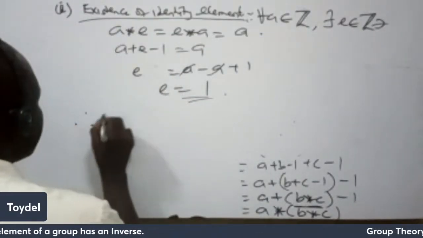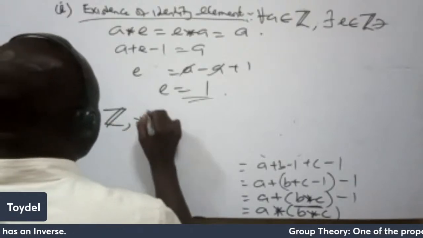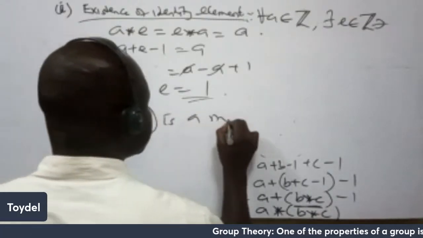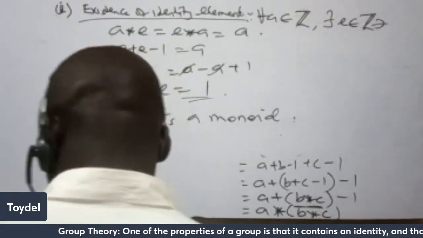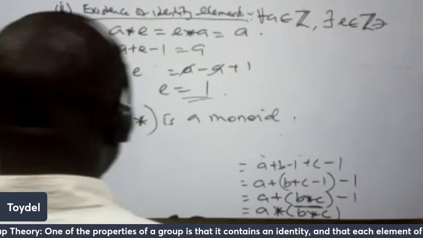So therefore, Z, the integers under this, is a monoid. It's a monoid because we have been able to test for the three properties. Then the second one is now, is this a group?